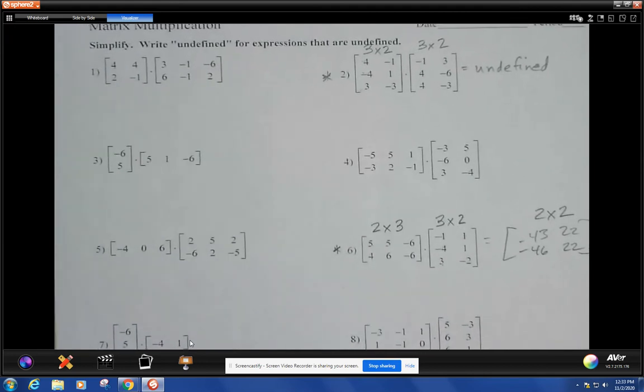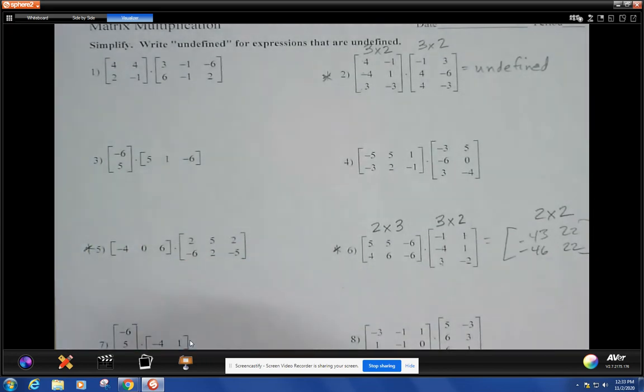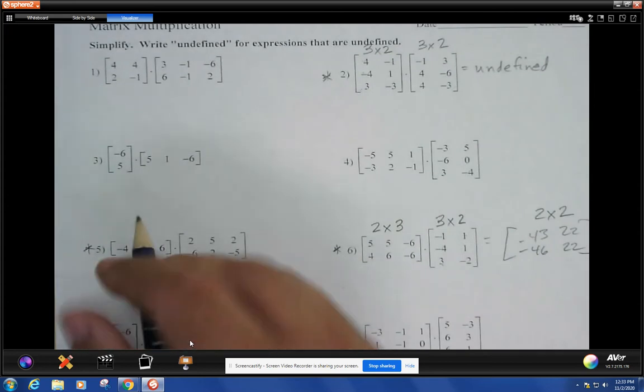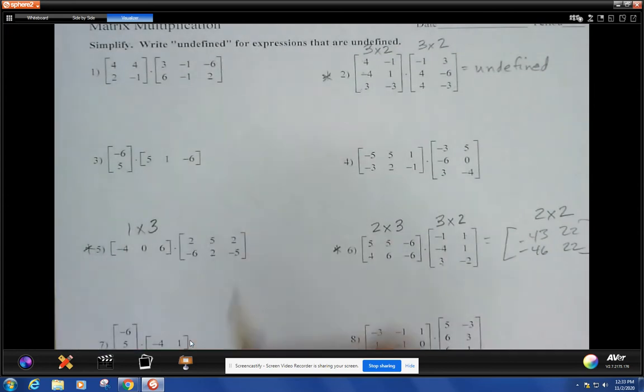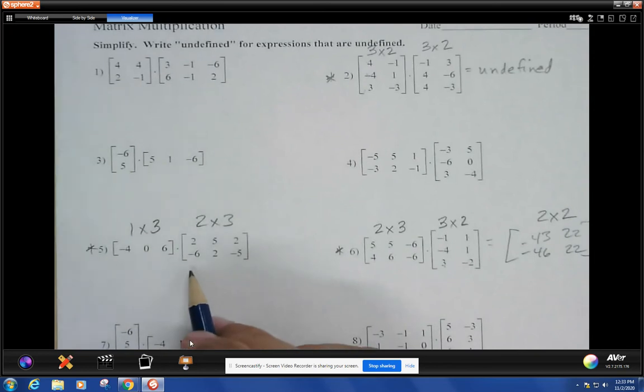Let's try a couple more examples. I know this might get a little bit lengthy, but it's okay. So now let's look at number 5 right here. And you notice, let's talk about the dimensions. This is 1 row by 3 columns, so it's a 1 by 3. And this one is a 2 by 3, okay? Now, it worked over here with a 2 by 3. Maybe it'll work over here.